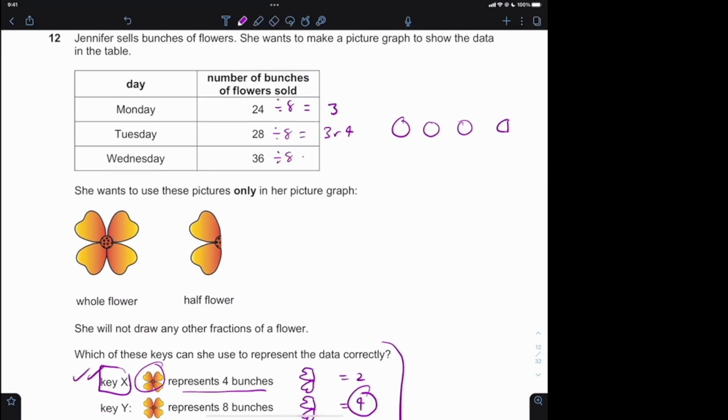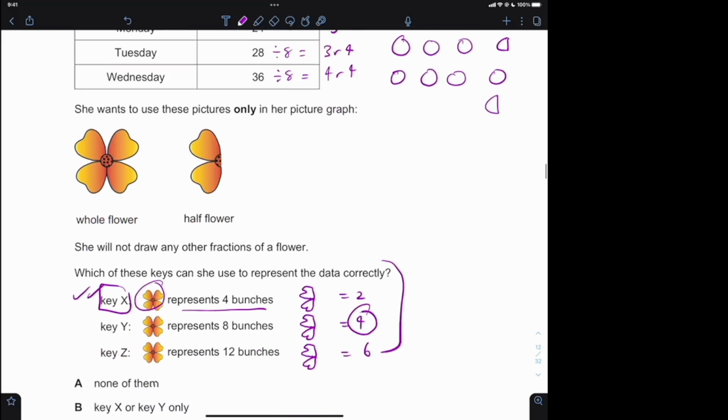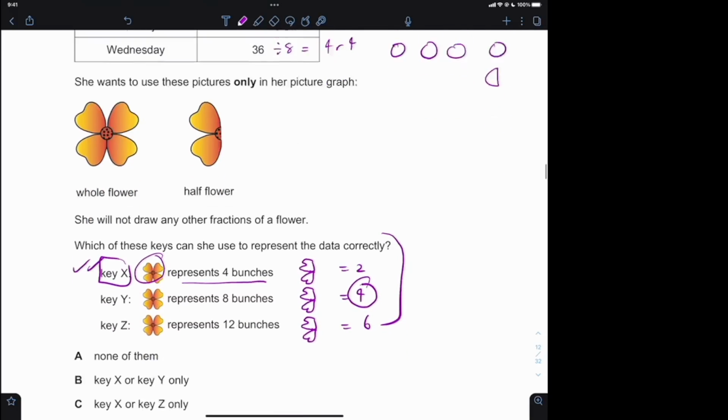If I divide 36 by 8, the nearest multiple is 32. So that would be 4 remainder 4 as well. Alright, so you'd have 4 whole circles and then a half circle. So this key works as well. Okay? So yeah, just make sure that you can have the half flower and you don't need any other fractions.